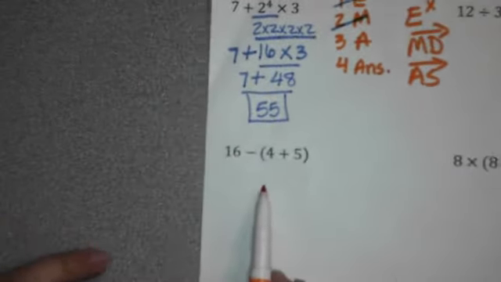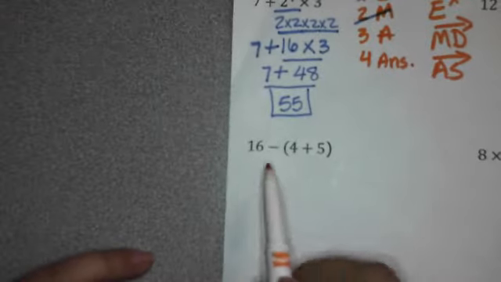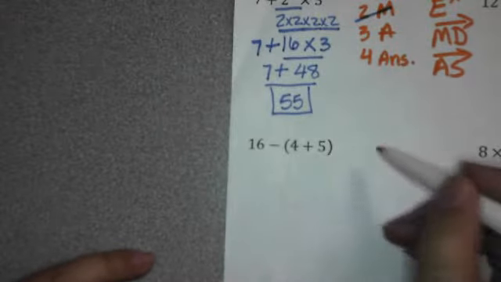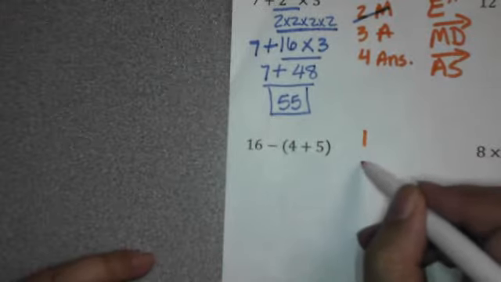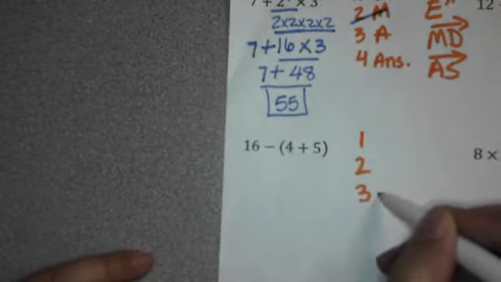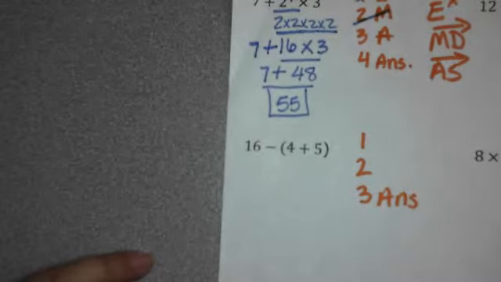Let's try this one down here. Count the numbers. 1, 2, 3. So you are going to have 3 steps. 1, 2, 3. The last step is going to be your answer.